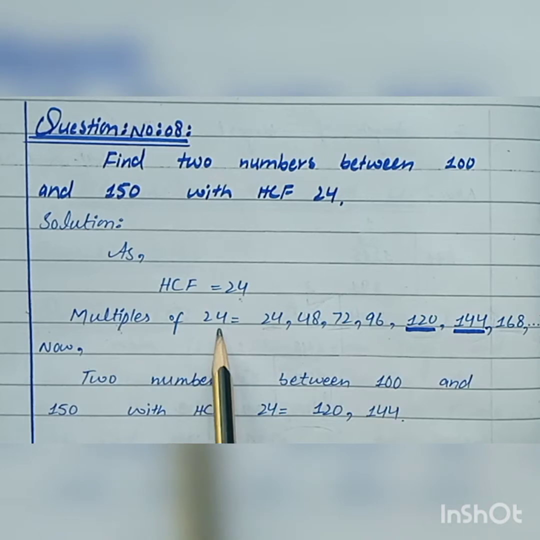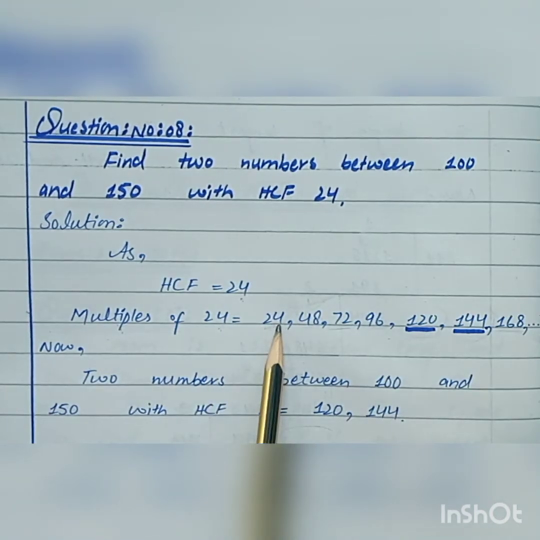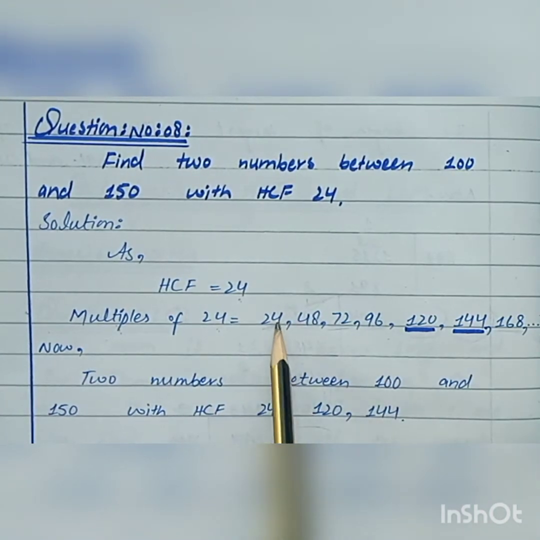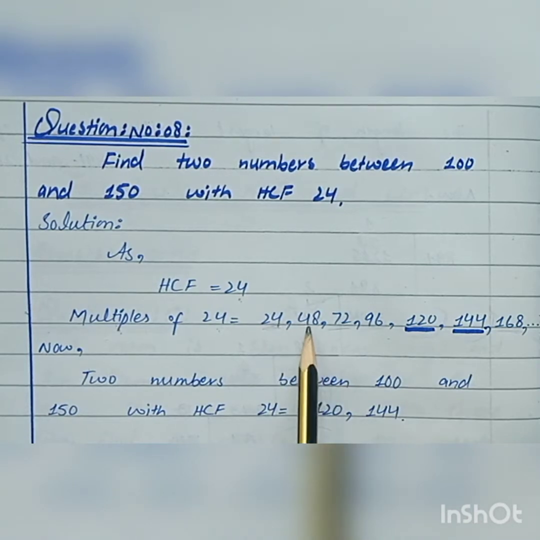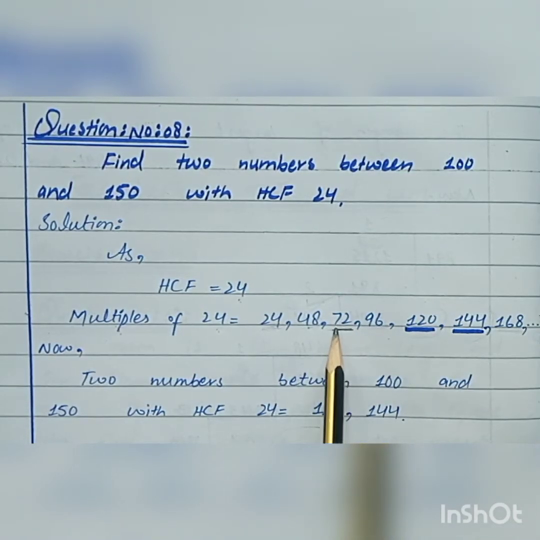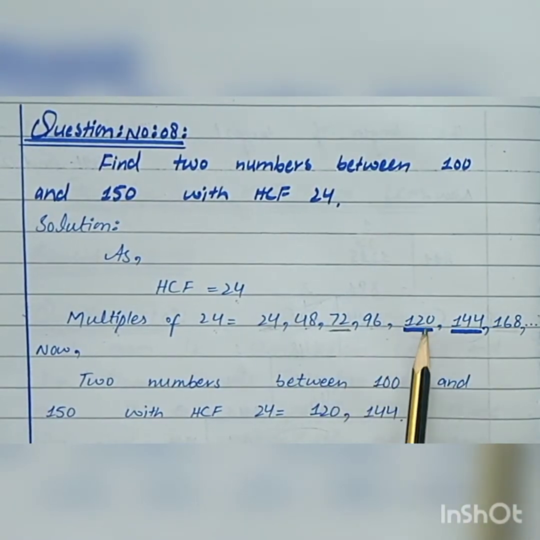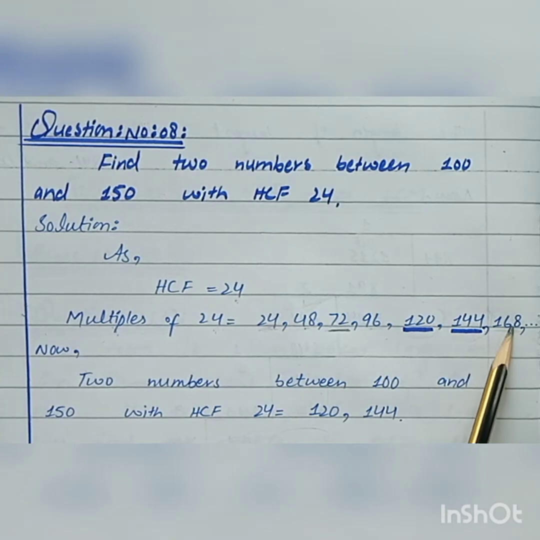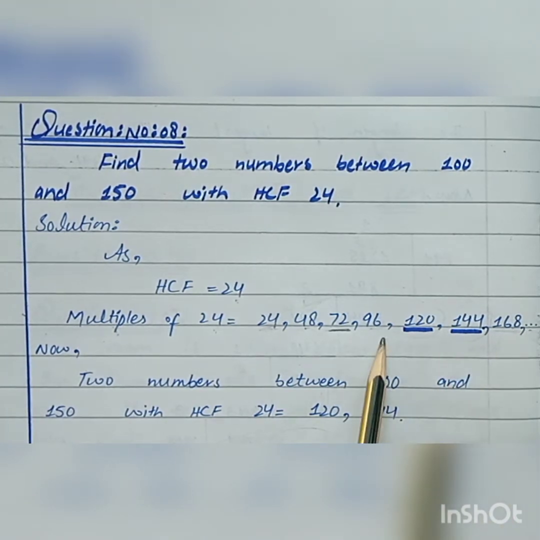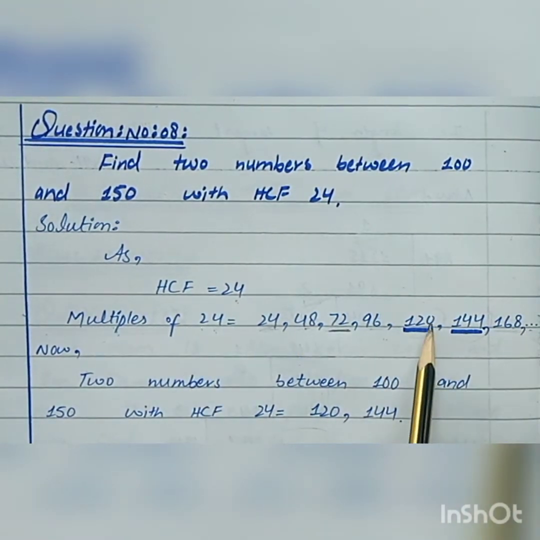Next, find the multiples of 24. The first multiple of 24 is 24. When you will add 24 and 24, you will get the second multiple of 24. When you will add 24 and 48, you will get the third multiple of 24. 96, 120, 144, 168 and up to so on. These are the multiples of 24.